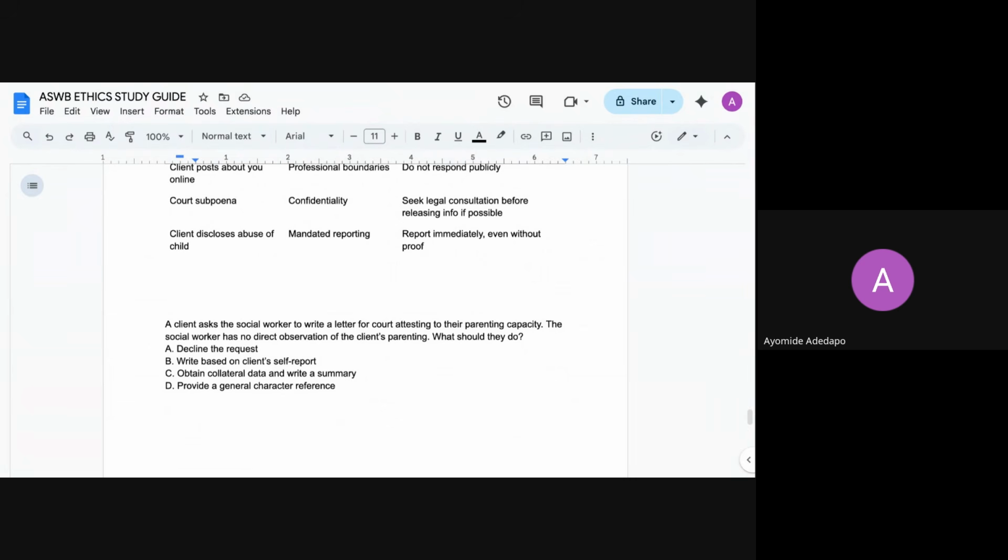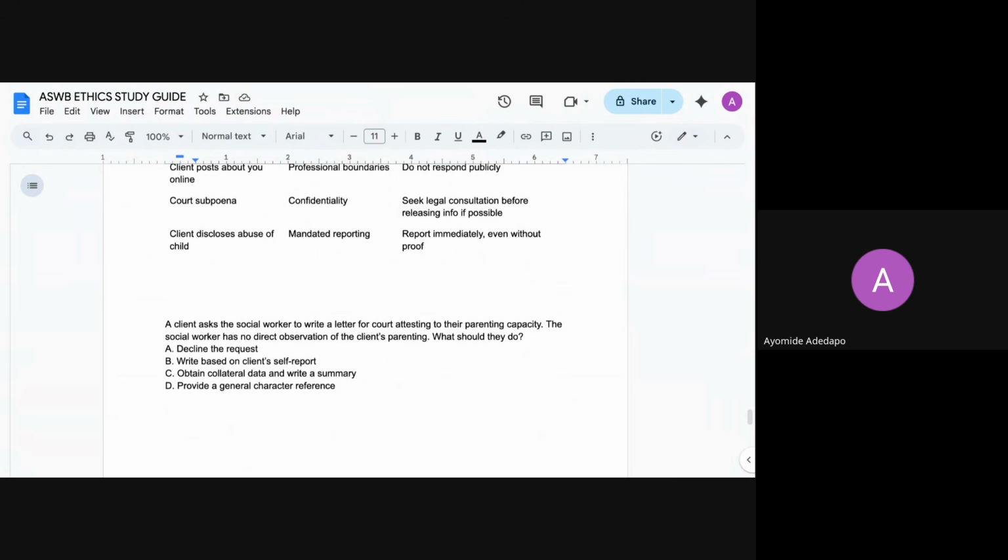So let's see. A client asks a social worker to write a letter for court attesting to their parenting capacity. The social worker has no direct observation of the client's parenting. What should the social worker do? Decline the request, write based on the client's self-report, obtain collateral data and write a summary, or provide a general character reference?